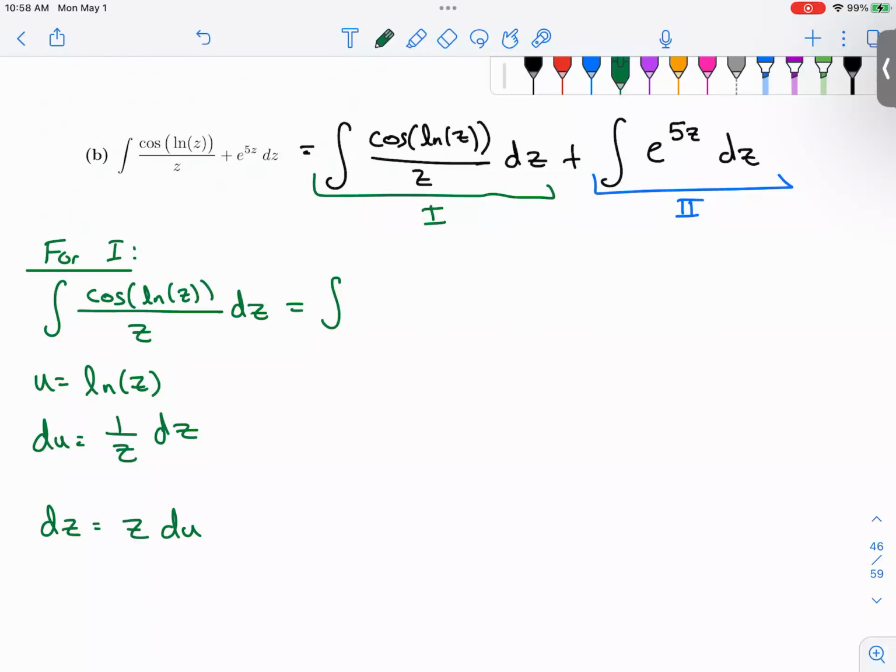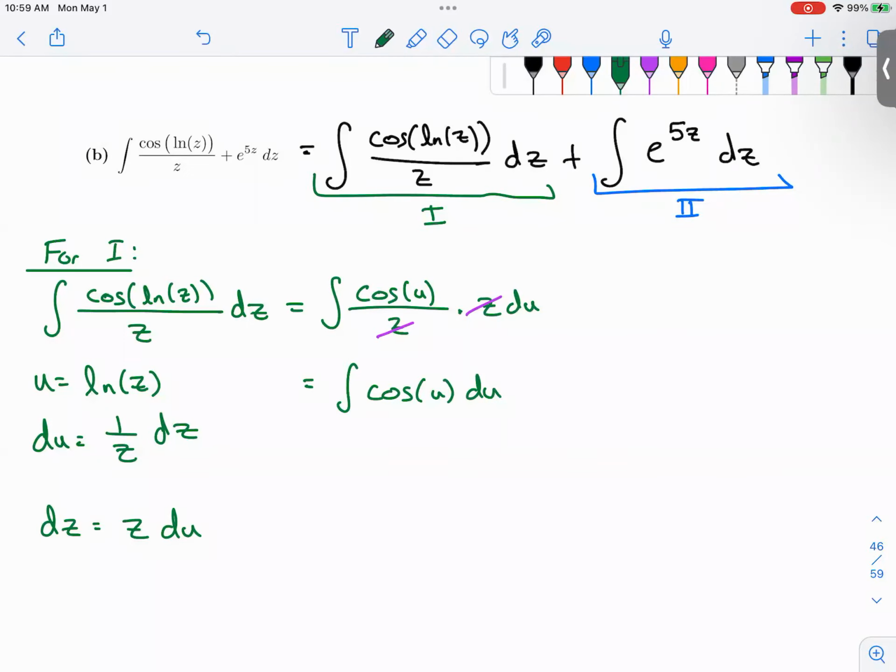So u is equal to the natural log of z. So this is cosine of u divided by z times z du. The z's cancel, luckily for us. So this is the integral of cosine of u du. This is an integral purely in terms of u. So we've gotten rid of all of the z's and we're only with u's, and so we can integrate it.